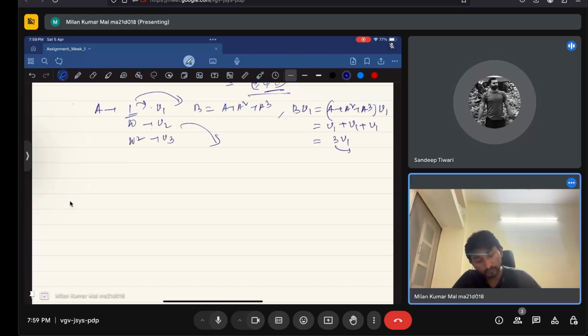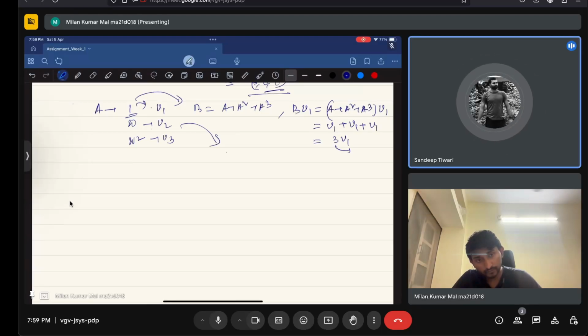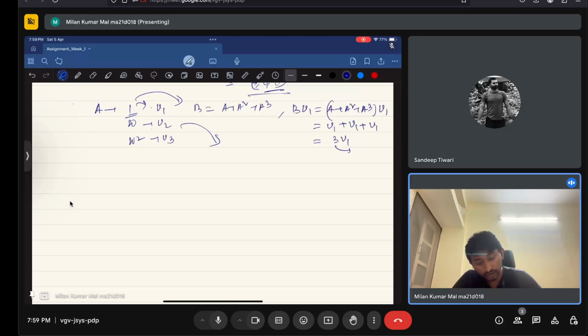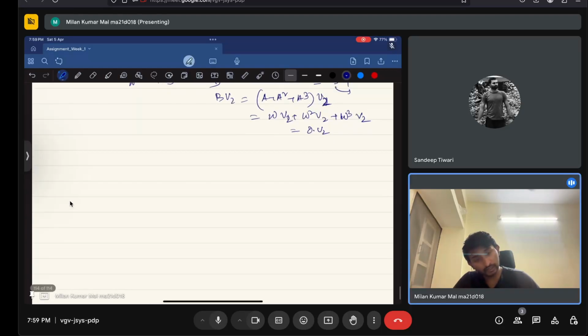Yes, sir, we already got 3, sir. But V1 is an eigenvector for B also, sir. That is what I am saying, V1 is an eigenvector for 3. Now again B of V2 is equal to (A plus A square plus A cube) V2, that is w V2 plus w square V2 plus w cube V2, that means this is 0 times V2, right? So V2 is an eigenvector of B corresponding to 0.